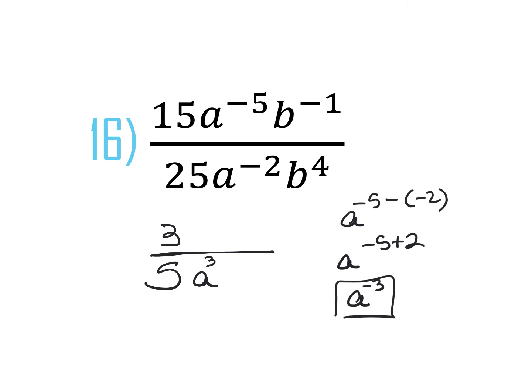Then if we do the B's, B to the -1 minus 4, which gives me B to the -5. Again, it's a negative exponent. It needs to be moved to the bottom. So that's just taking the powers as they are and subtracting them. Again, if you'd rather move the negatives to their spot, you can.